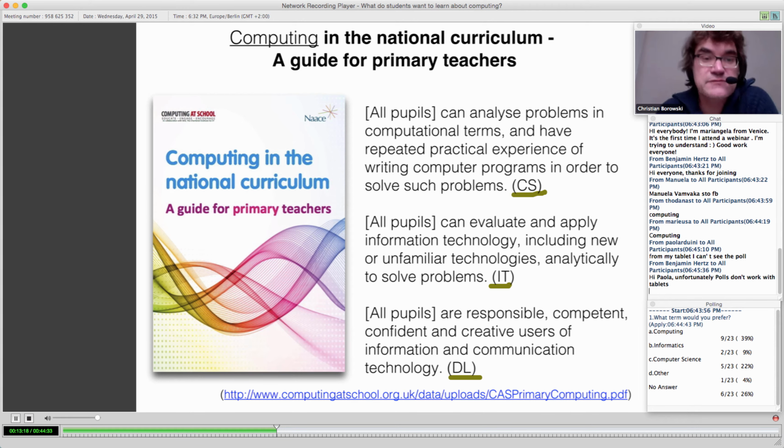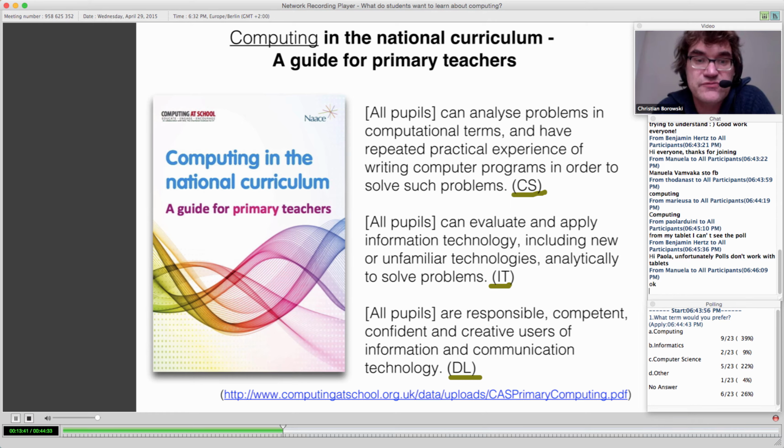Okay, and you can see the competencies that the students should have, and so you can see what they should learn. Pupils can analyze problems in computational terms and have repeated practical experience of writing computer programs in order to solve such problems. That means computer science. All pupils can evaluate and apply information technology, including new or unfamiliar technologies, analytically to solve problems. That means information technology. And digital literacy means the responsibility.